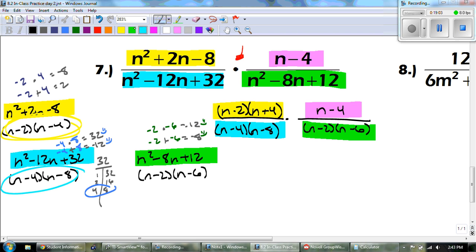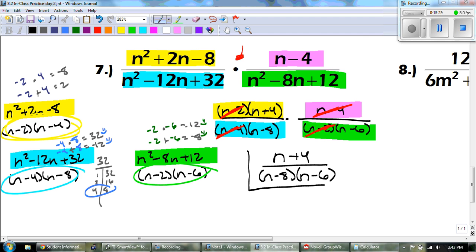Okay, so what cancels? First one I see is n minus 4 and n minus 4. Is there another one? Yeah, the n minus 2's. So what we're left with is n plus 4 all over n minus 8, n minus 6. And remember, those binomials on the bottom, it does not matter what order they're in.